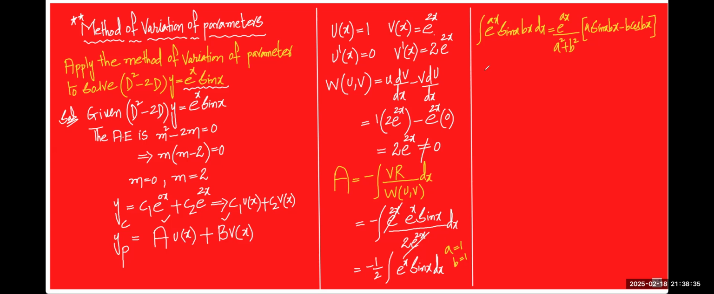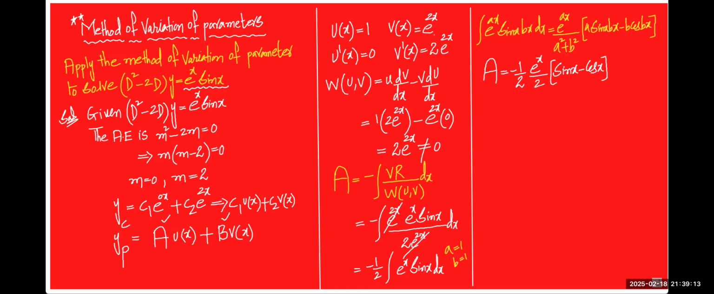capital A is equal to minus 1 by 2 is there outside, let it stay there. E power ax, a value is 1, so e power x only, by a square plus b square is again 2, into a sin bx. A is 1, b is 1, we get only sin x, minus b cos bx, b is 1, so we get only cos x. This is the final value of A, which is required in our variation of parameters, which is important. Got it. Minus e power x by 4 if you want to write. Otherwise, we'll see in the next step.